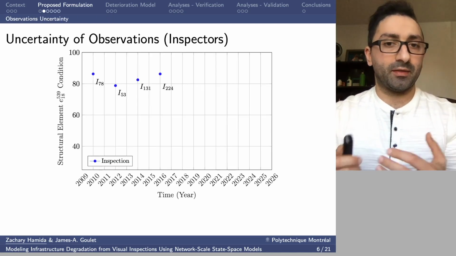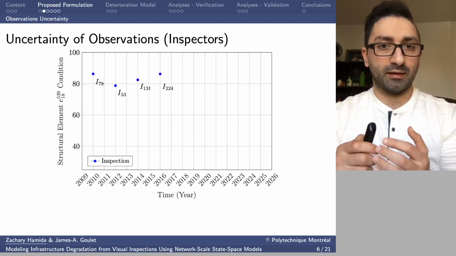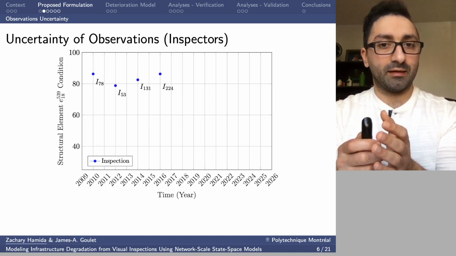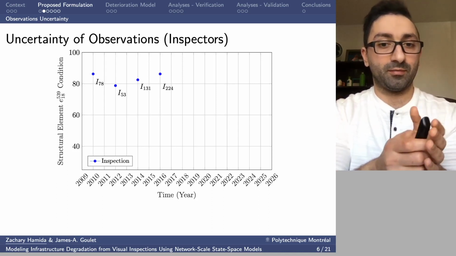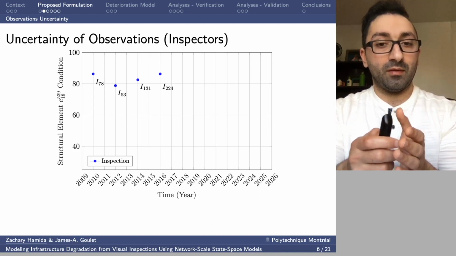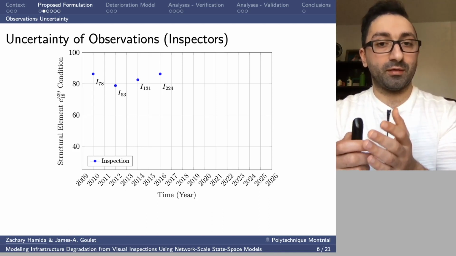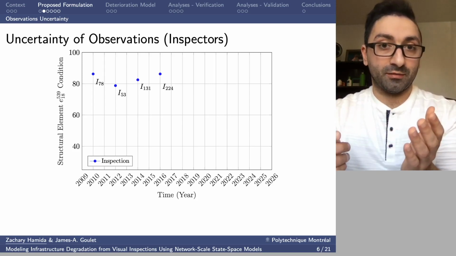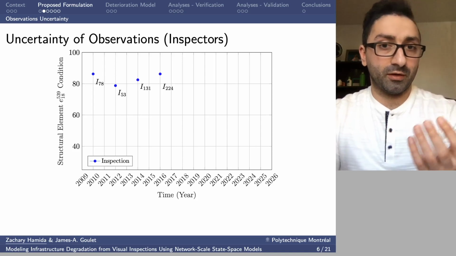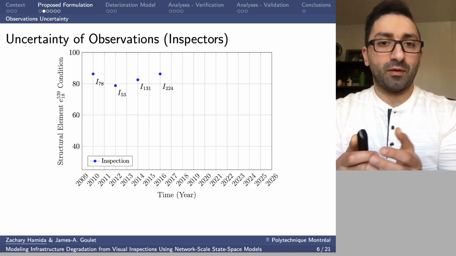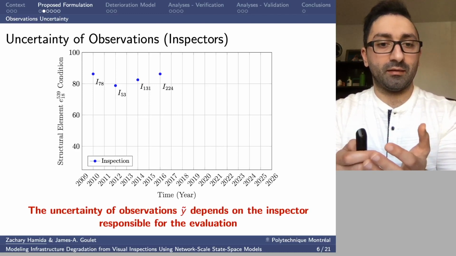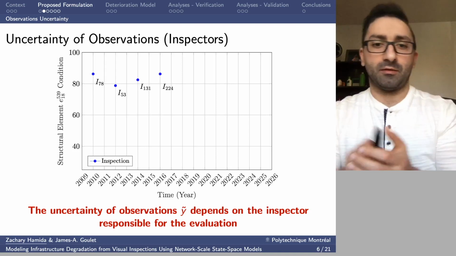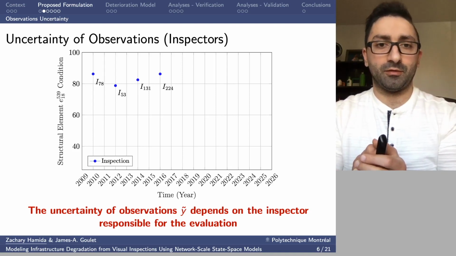Now, looking back at the example that we've shown earlier, again, if we look at the inspection data, we notice that each inspection point has a different inspector. And this is, again, coming back to the point that visual inspections are really subjective, which has been also documented in the literature. So from this, we can conclude that the uncertainty of the observations is really dependent on the inspector responsible for this evaluation.